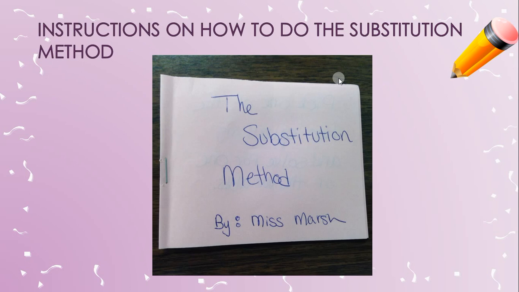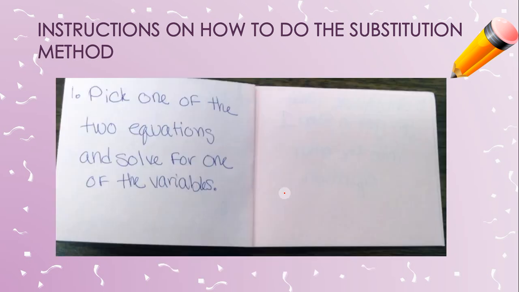So here's that little booklet we made in class. What you're going to want to do is, on the front of it, title it the substitution method. You're going to need to pause quite a few times during this video to write down stuff that's already on the booklet. So if you would open it up, step 1 is pick one of the two equations and solve for one of the variables. You're going to want to pause so you can write down the left-hand side.